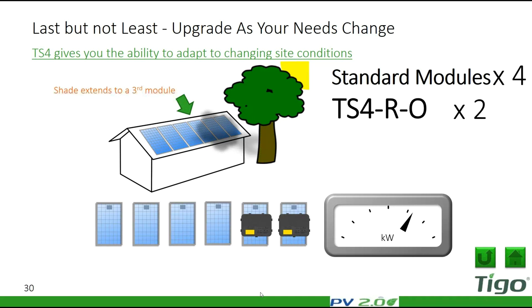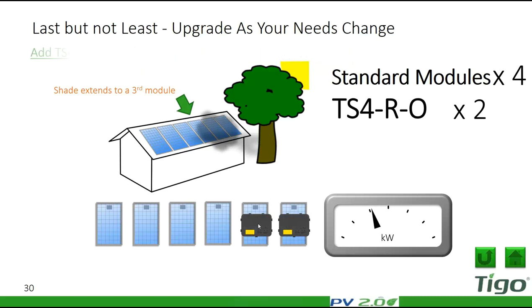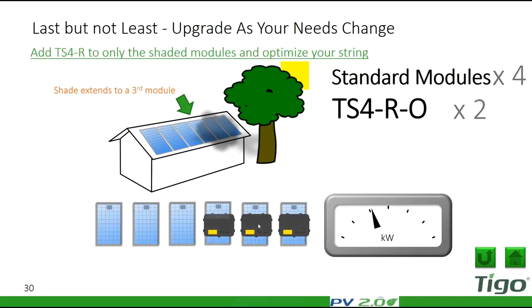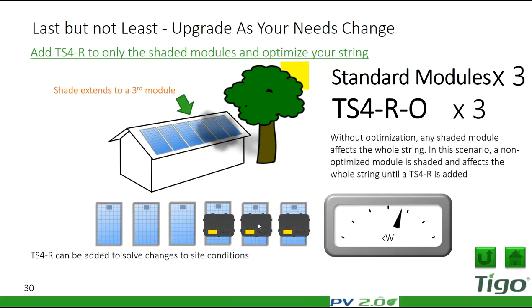The nice thing about it is also, okay, I optimized 2 panels, but then my tree grew 5 years later. It's very big, I don't want to cut it, or worse, it's the neighbor's tree, it grew and the neighbor won't cut it, but it's shading my system. What do I do? It's very simple. I add one TS4 retrofit unit, and then I get back at least some of the energy that I used to lose due to mismatch. So very cool.